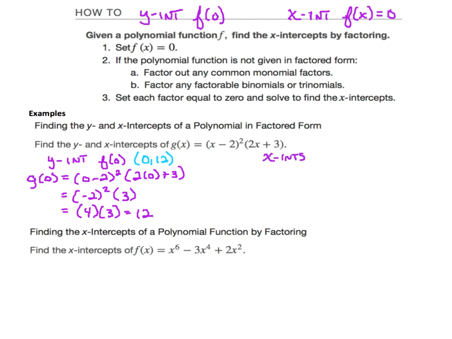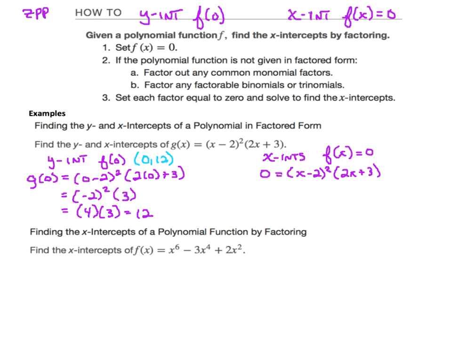So for the x-intercepts, we have to plug in 0 for f of x. So we have 0 equals (x minus 2) squared times (2x plus 3). Okay, so I'm already in factored form, so I don't have to do any factoring, which is nice. I'm ready to apply the zero product property.